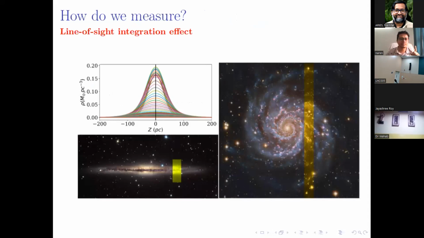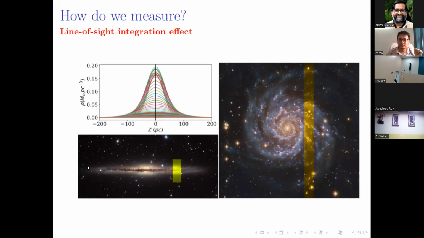But direct measurement is not possible. That is because of the line of sight integration effect. Say, for example, I have two cases over here. On the right-hand side, I have a face-on spiral galaxy, right? So here, if I try to probe the density distribution in the vertical direction, because everything is coming and adding together, I will not be able to tell. Then you might say, okay, let us go to a case where it is edge-on, then the vertical distribution I can see. But there is also a challenge. There is also a problem.